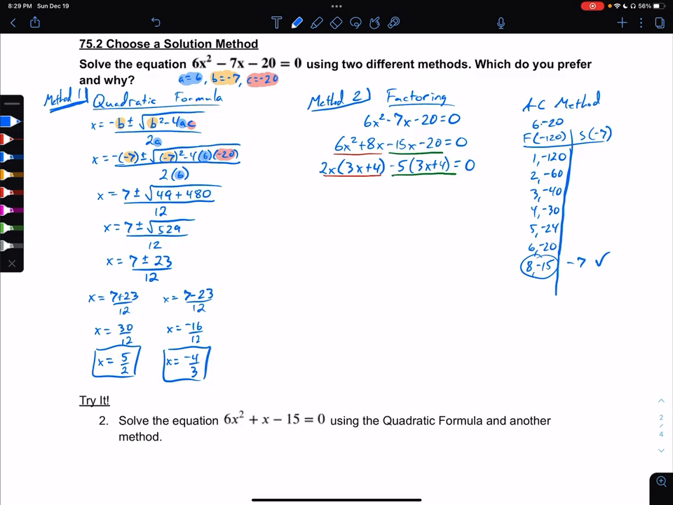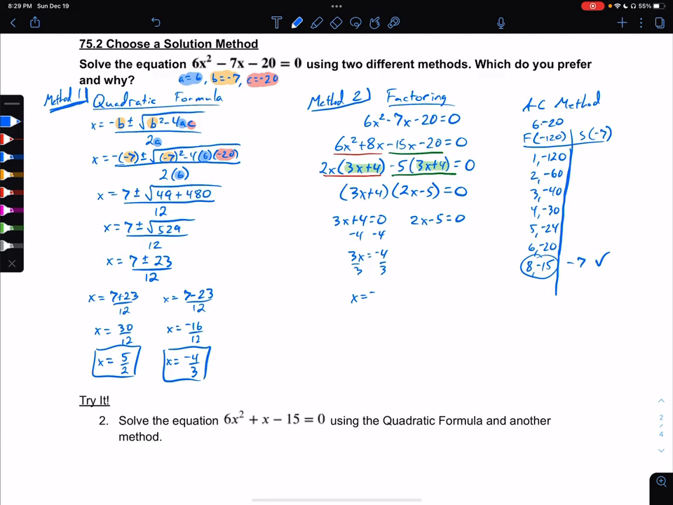Remember when you're factoring by grouping, let's use a color I haven't highlighted yet, these two need to match up. If they don't match up, then it's not working. So we're going to rewrite that as 3x plus 4 and 2x minus 5. And now I can create my two equations using the zero product property and solve for x.